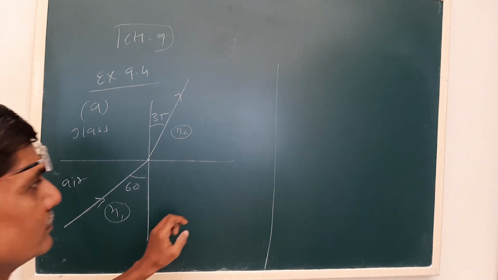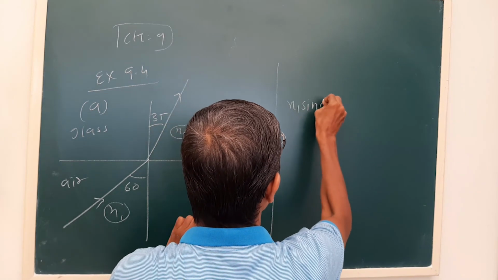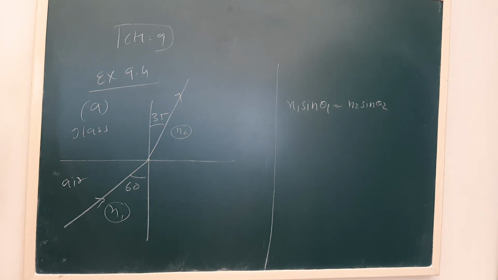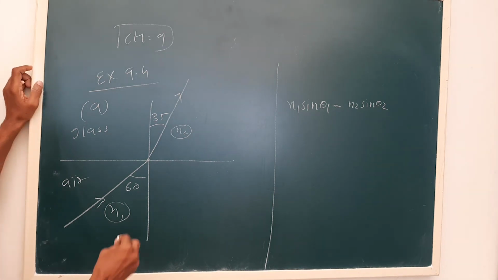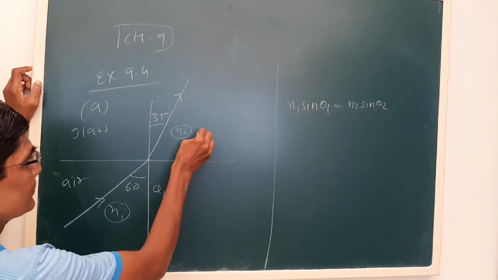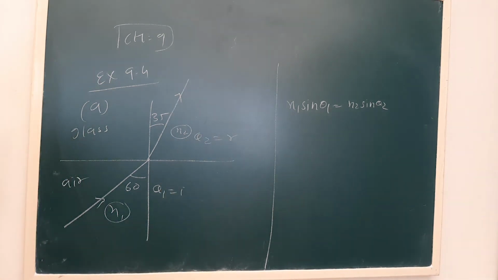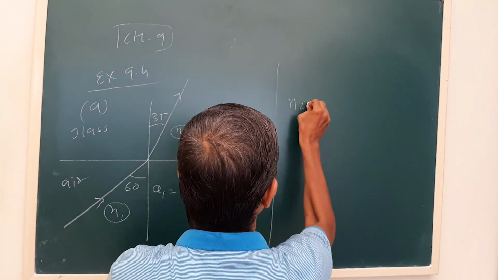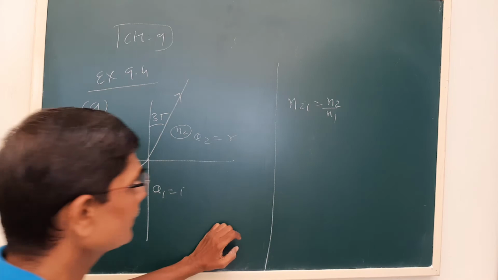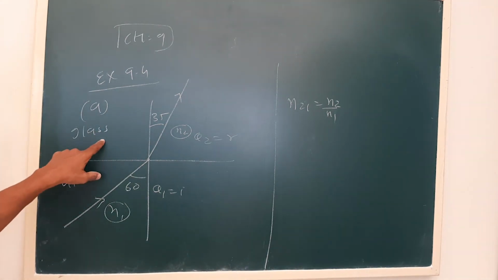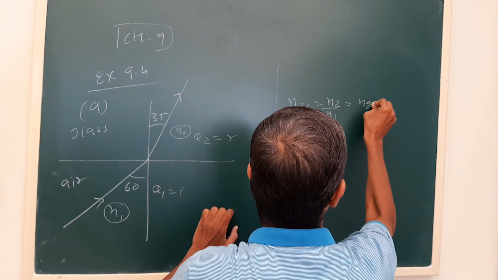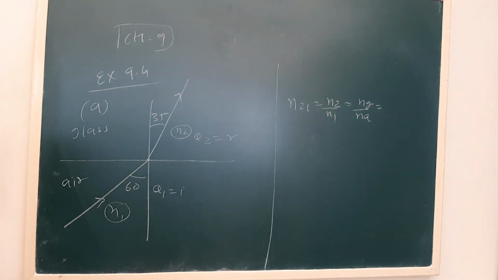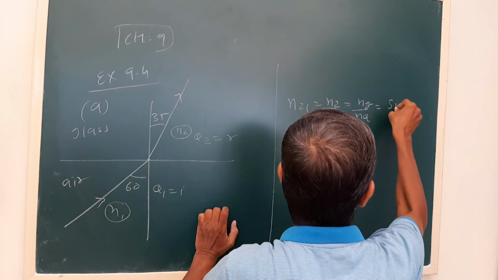We use Snell's law: N1 sin theta 1 = N2 sin theta 2. Here theta 1 is I, theta 2 is R. We can use the refractive index, that is N21 = N2 upon N1. Here the ray travels from air to glass, so it will be Ng upon Na, that will be sin I upon sin R.